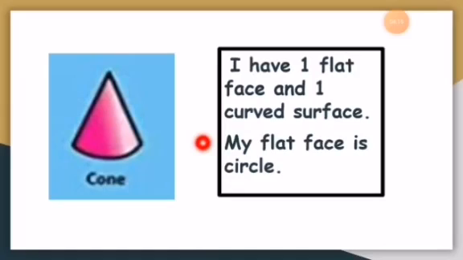Look at this one shape. What is the name of this one shape? Excellent. The name of this one shape is cone. Let's read the properties. I have one flat face and I have one curved face. My flat face is a circle. Yes, a cone has one flat face and one curved surface. And the flat face is a circle.